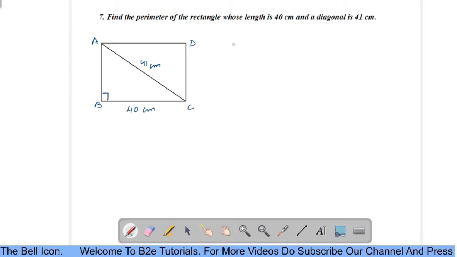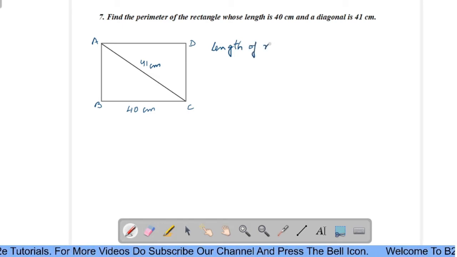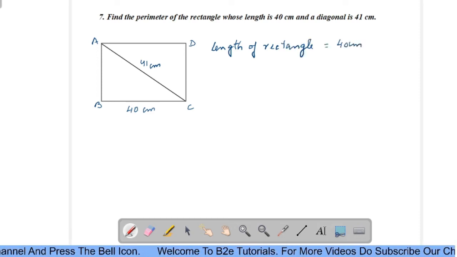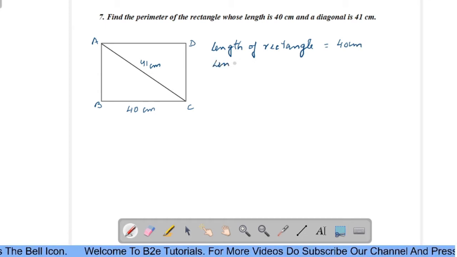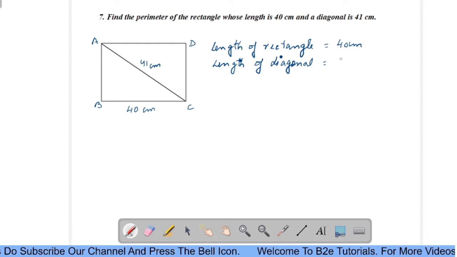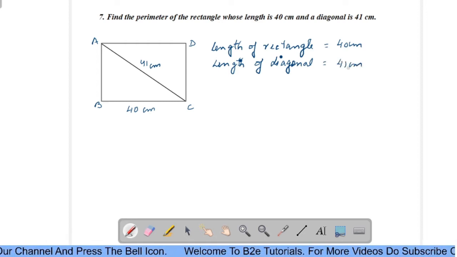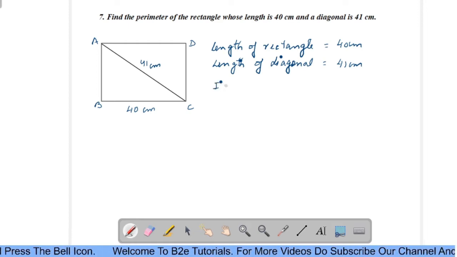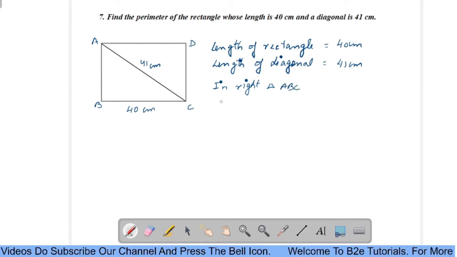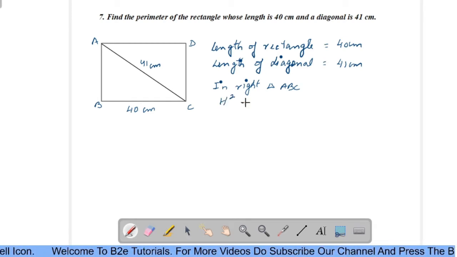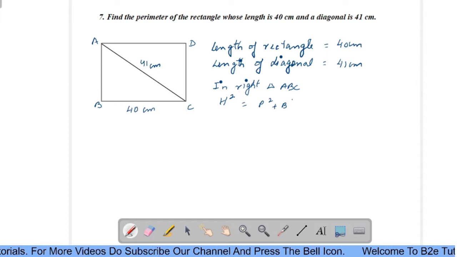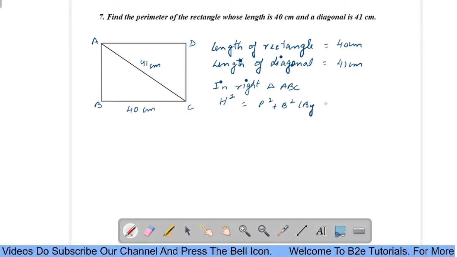Here we know that the corner angle of a rectangle is 90 degrees. What is given to you? Length of rectangle equal to 40 cm and length of diagonal equal to 41 cm. Now in right angle triangle, in right triangle ABC, hypotenuse square equal to perpendicular square plus base square by Pythagoras theorem.